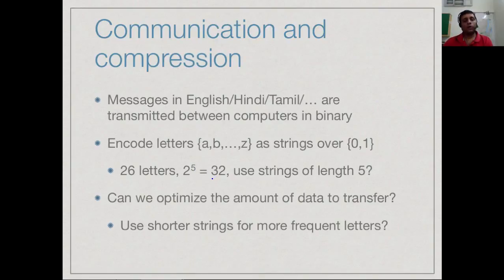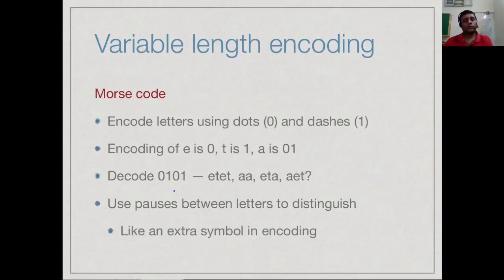Now a natural question is, can we do something clever about using different length encodings for different letters so that more frequent letters get sent with shorter encodings? Can we optimize the amount of data we actually transfer in order to send a message from one place to another? This brings us to the idea of having a variable length encoding, where we use strings of different lengths for different letters in the alphabet.